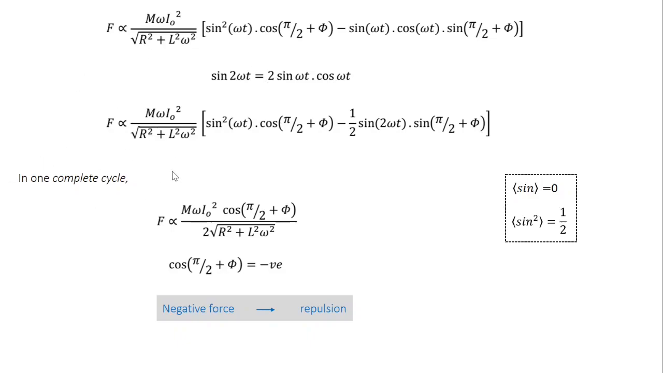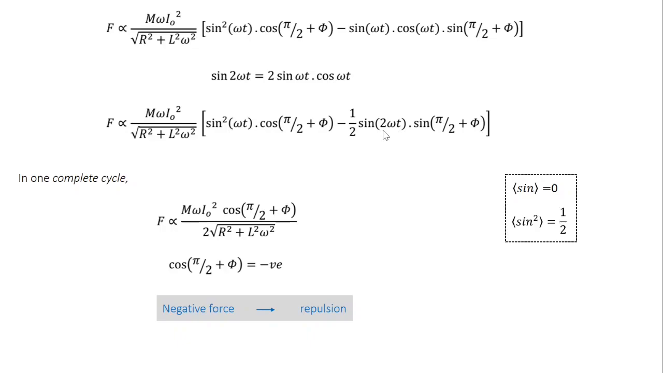So how do we calculate the average value? Basically, you look at the time varying terms and calculate the average value of those terms. And other terms, since they are constant, their average value and instantaneous value both are the same. So I don't have to bother about these constant terms here. Similarly, cos pi by 2 plus phi, for a given phi, is a constant. I don't have to bother about this term. I don't have to bother about this sine term also. So basically I need to find out the average value of sine square omega t and sine 2 omega t.